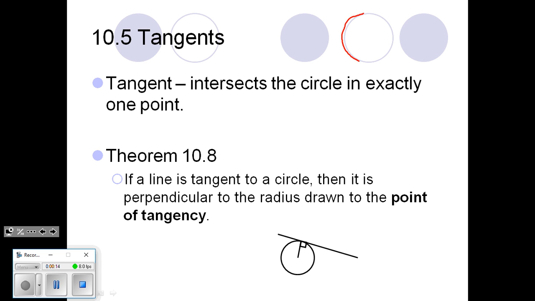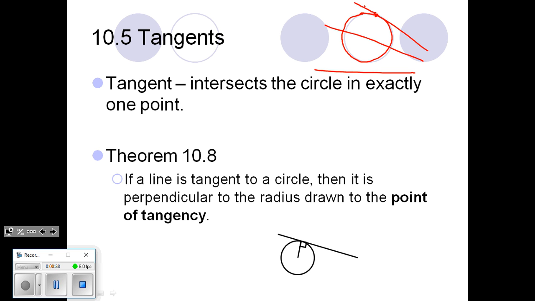If I trace this circle up here on the top of your page, a line could go through the circle in 2 points. A line could miss the circle. But if it has no points or it has 2 points, at some point it has to be tangent to that circle. So here is an example of what a tangent line should be.